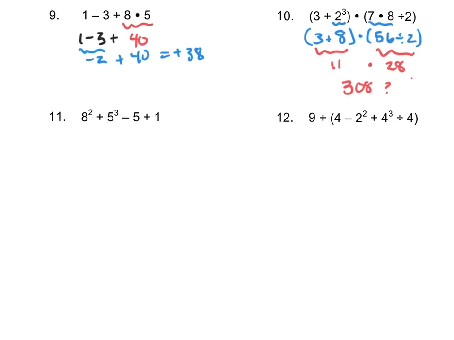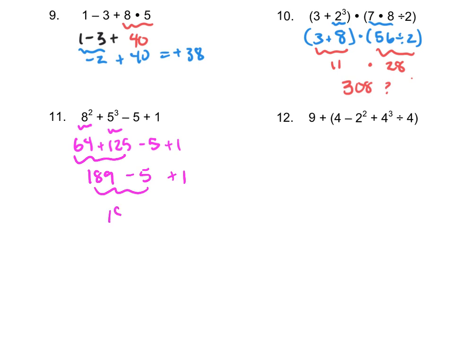Okay, moving along. Here is 8 squared is 64 plus 5 cubed is 5 times 5 is 25, times another 5 would be 125. Minus 5 plus 1. Then we're going to move left to right. So 64 plus 125, that would be 185 plus 4 would get me 189. Minus 5 plus 1, this would get me 184 plus 1, which is 185.